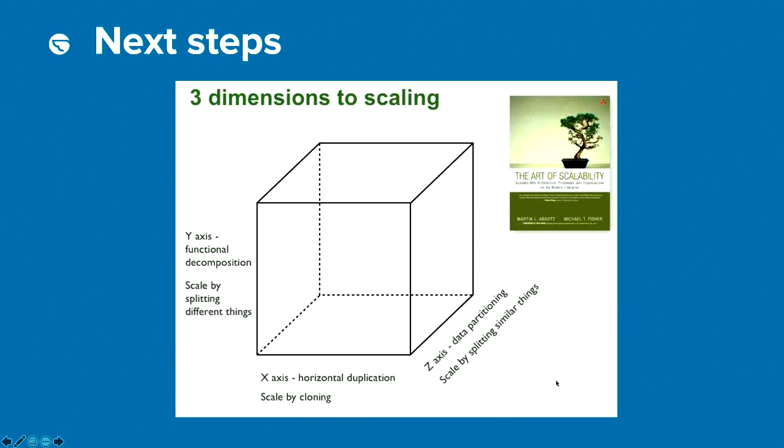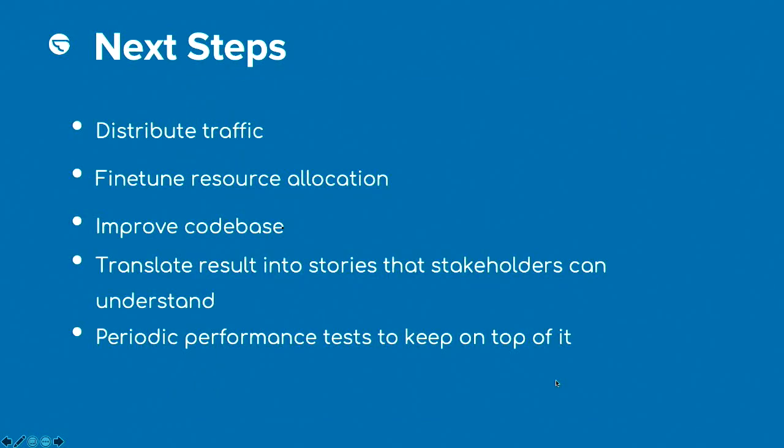The x-axis, scaled by cloning, means you can increase the number of your database replications or use some horizontal or vertical autoscalers. And the z-axis is scaled by splitting similar things. For example, we can direct requests to different clusters based on certain criteria. So what we could do is distribute the traffic into, say, different countries.